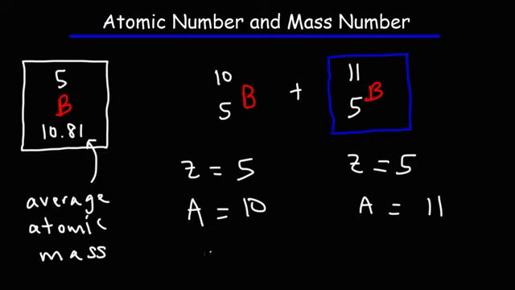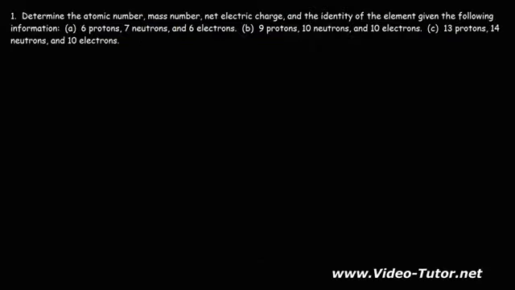Now the charge is going to be 0 because we're dealing with atoms. When dealing with an atom, the number of protons and electrons are the same, so it's electrically neutral. When they're different, the atom becomes an ion. Ions have different numbers of protons and electrons. An ion with more protons will have a positive charge. Ions with more electrons have a negative charge.